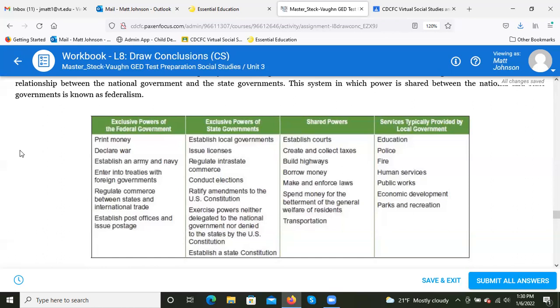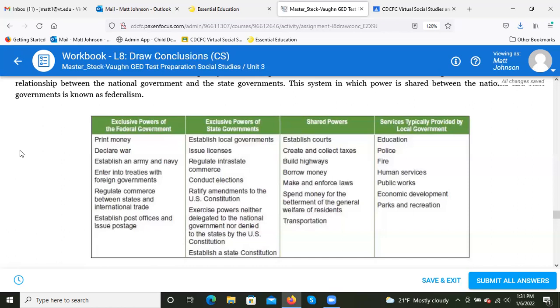Those are shared powers. Spend money for the betterment of the general welfare of residents. So we have state programs, right? And local. So Child Development Council of Franklin County is a good example. The Head Start program, it receives some federal money, but it is organized and operated at a local level, at a county level. But you have programs that are at a state level, and you have federal programs. All of that can be done at either a state level or a federal level.